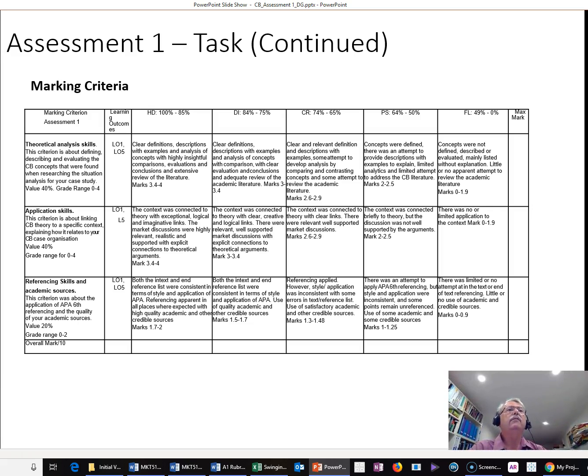The marking criteria, there are 3 major marking criteria. First one looks at theoretical analysis, and that's worth 40%. The second one looks at the application, the thinking and linking customer behaviour theory to a specific context, which is worth 40%, and finally your referencing skills and the academic sources used worth 20%.